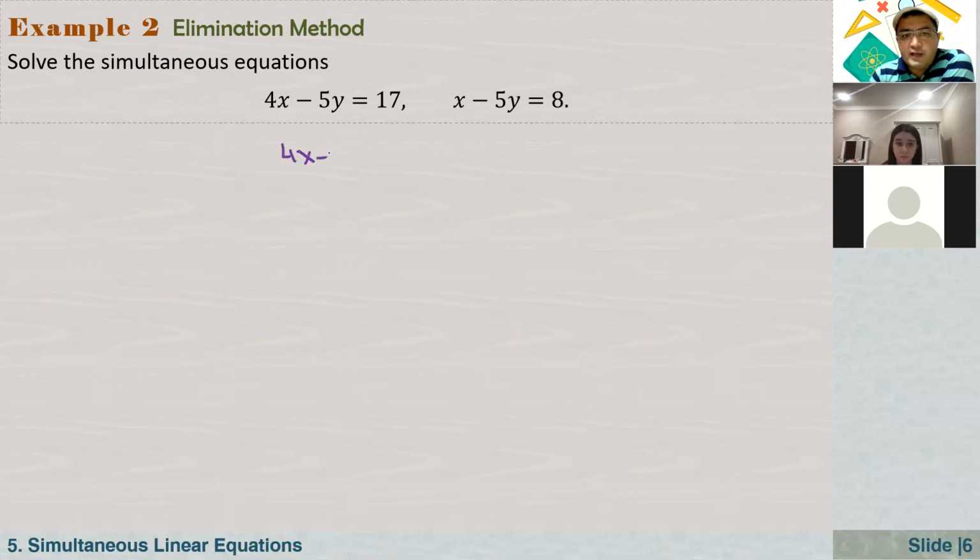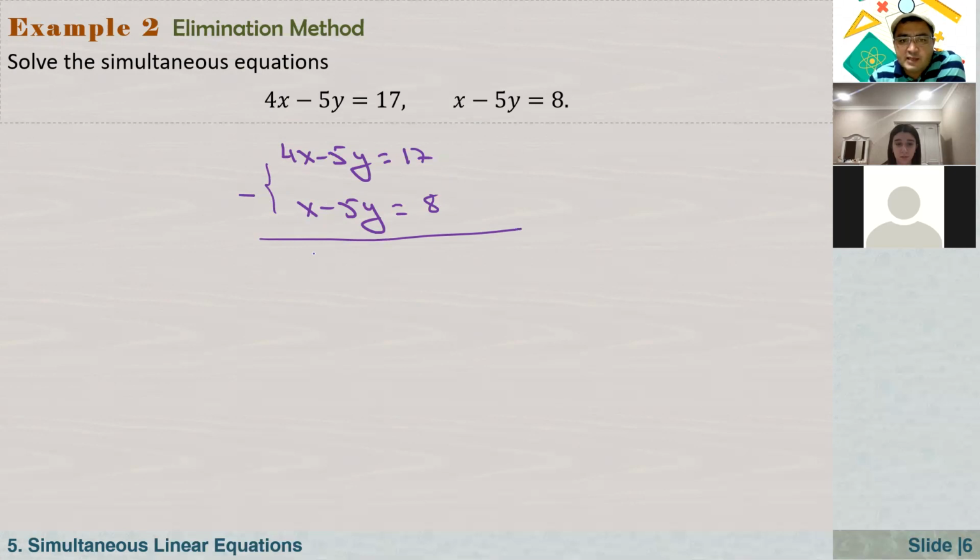Here we have 4x minus 5y is equal to 17, and here we have x minus 5y is equal to 8, right? The coefficients of y are the same, so I should eliminate y first. If you subtract, 4x minus x is equal to 3x. Negative 5y minus negative 5y is equal to 0. 17 minus 8 is 9.